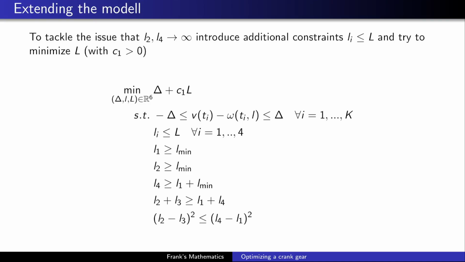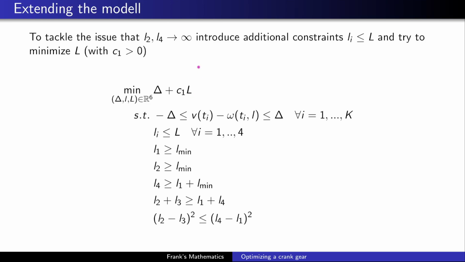So let's extend this model. One way to tackle the issue that our crank gear is going to infinity is, well, by adding additional constraints. So we want our Li, so L1, L2, L3, L4, to be less or equal than a certain value L. But I do not want L to be fixed. So I do not want to say, well, it should not be bigger than 20, 30 or whatever. I want to make it a little bit more sophisticated. You can see the upper bounds here, but as I'm pretty sure you have noticed, this L is also popping up here in the objective function.